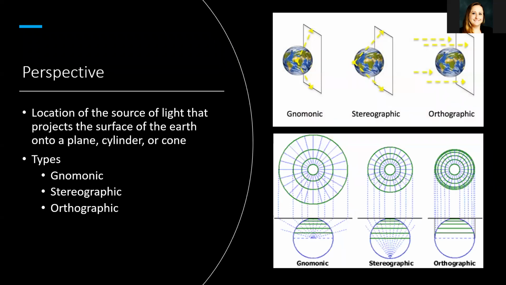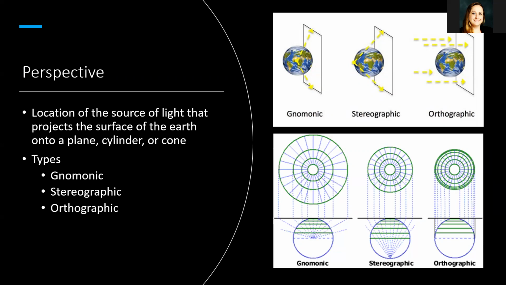In order to project an image of the surface of the Earth onto a 2D plane, we need a light source. The location of that light source relative to the globe is called perspective. The light source can be gnomonic, stereographic, or orthographic. Gnomonic projections have a light source coming from the center of the Earth.